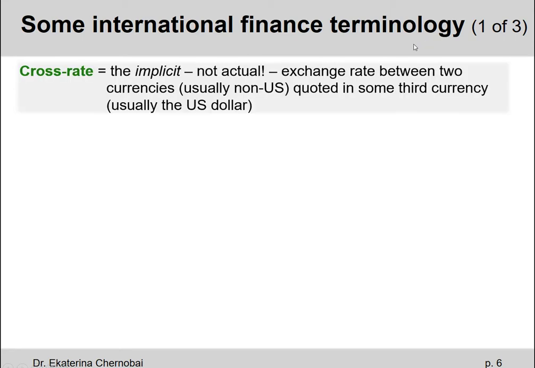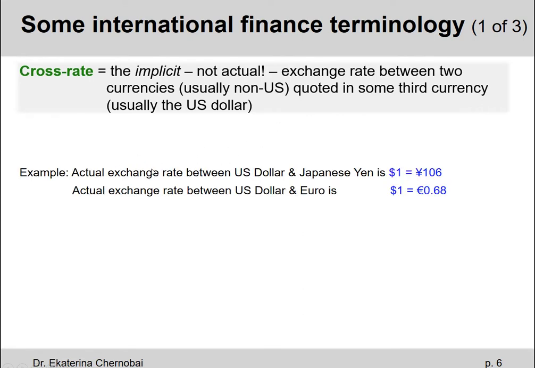Let's start with a little bit of concepts, some international finance terminology. Cross rate. This is the so-called implicit, rather than the actual, exchange rate between two currencies. Typically, it's not for the United States, but it's for two foreign countries, quoted in some third currency, usually the US dollar. So let's see what it's all about using the following example.